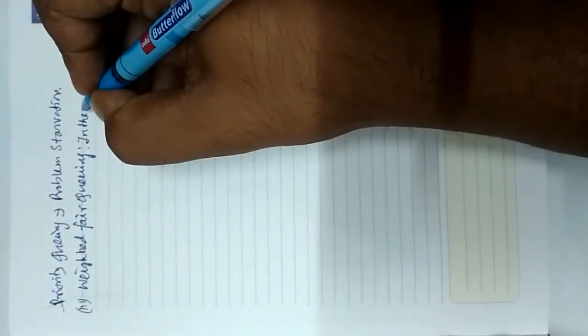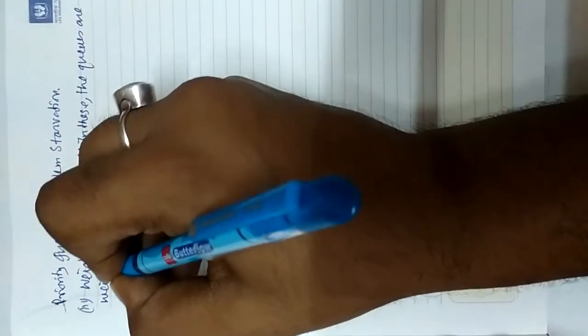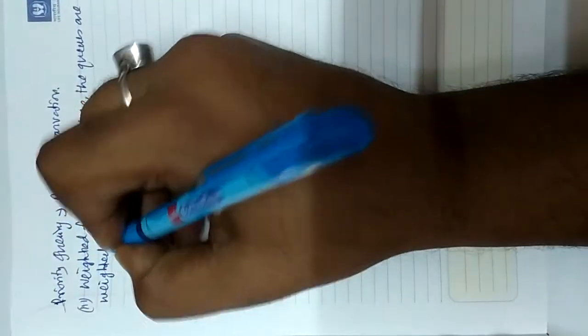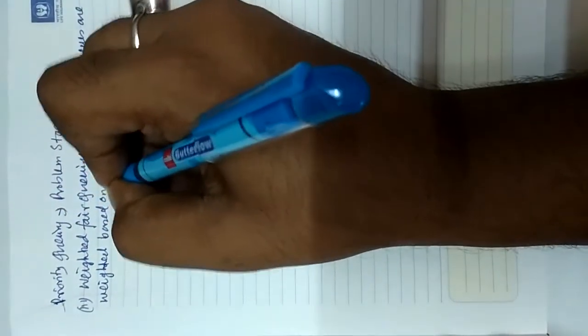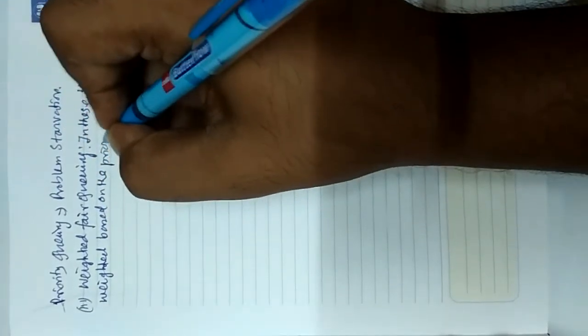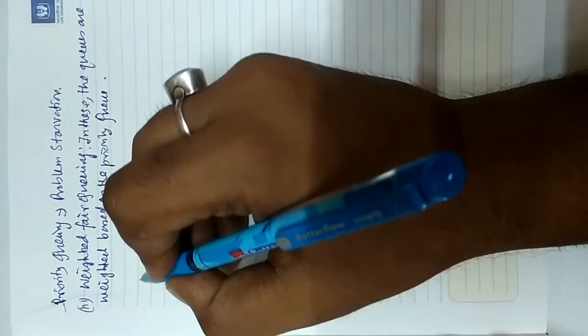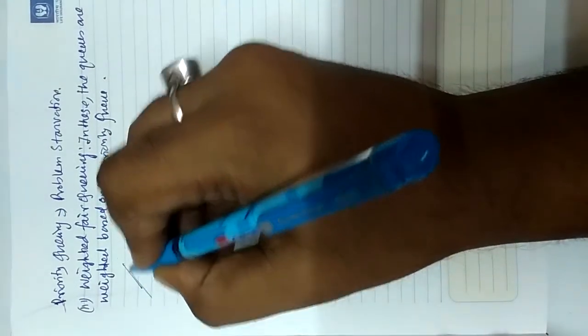In this case, the queues are weighted based on the priority queue. So let us draw the figure, and hope you will understand after drawing the figure. So let us draw this one first.